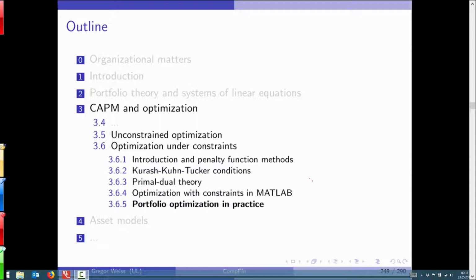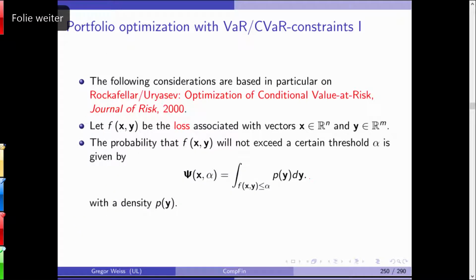Last time we stopped after some examples of optimization with constraints in MATLAB, and let's now turn to some practical issues with portfolio optimization. First, I wanted to show you the results of one paper that is almost 18 years old. It's a paper by Rockafellar and Uryasev in the Journal of Risk, and I particularly like this paper because it has a little twist in the end, and you might recognize this afterwards.